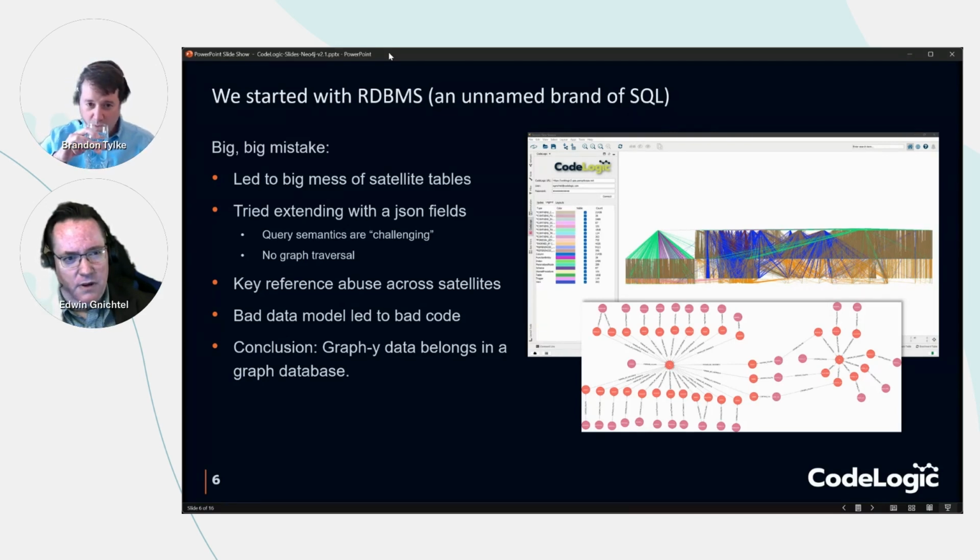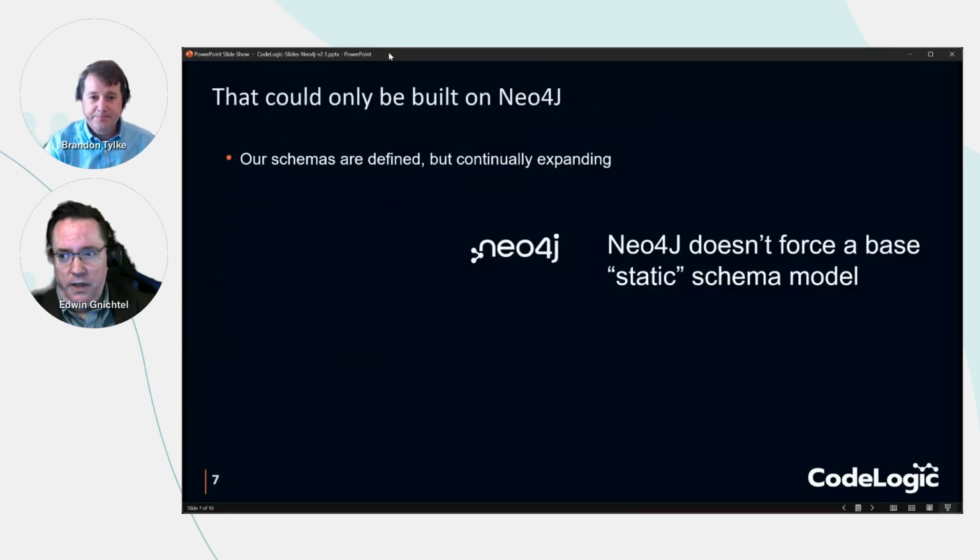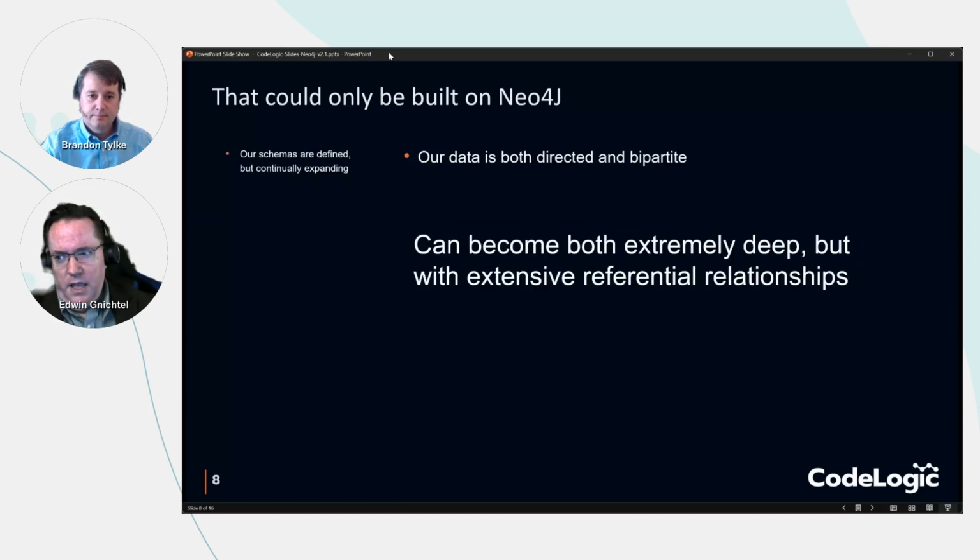If you're using the wrong data model and data architecture, you're going to end up with code that reflects that, no matter how hard you try to make it good. So what we've built, frankly, could only have been done on top of Neo4j. Our schemas are well defined, but continually expanding. But we needed something that didn't force a base static schema model in the same way that, say, a traditional relational database model does in terms of architecture.